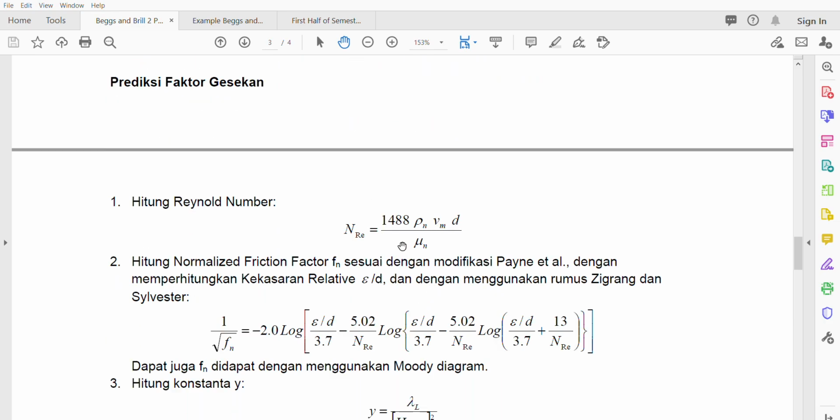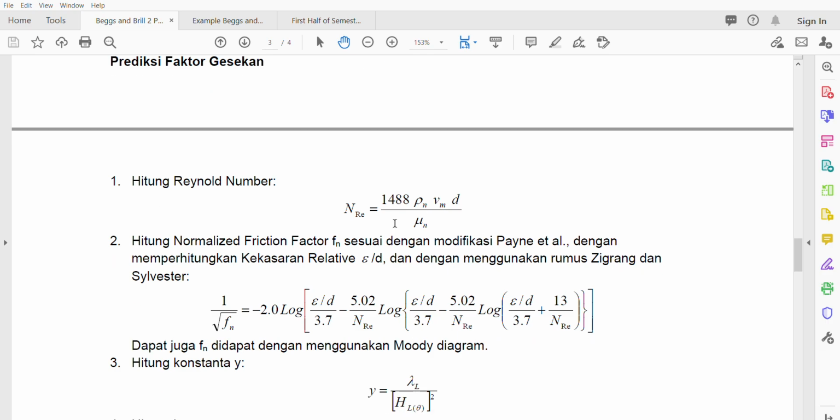We have this number, and then we have epsilon over D. Remember that this one is dimensionless, so it has to be feet per feet. It's not inch per feet, and it's not feet per inch. So remember, I don't want to have the same mistake. You have to be able to calculate this one easily.